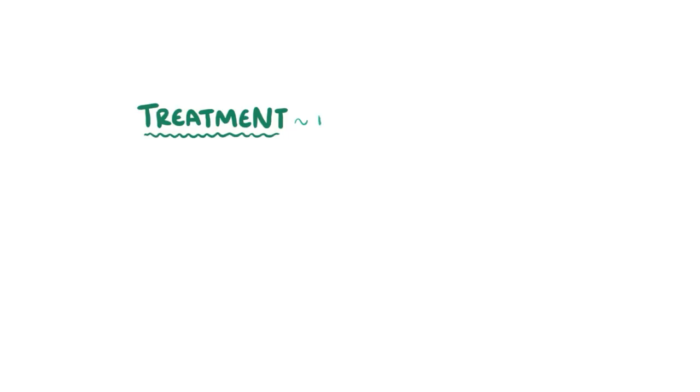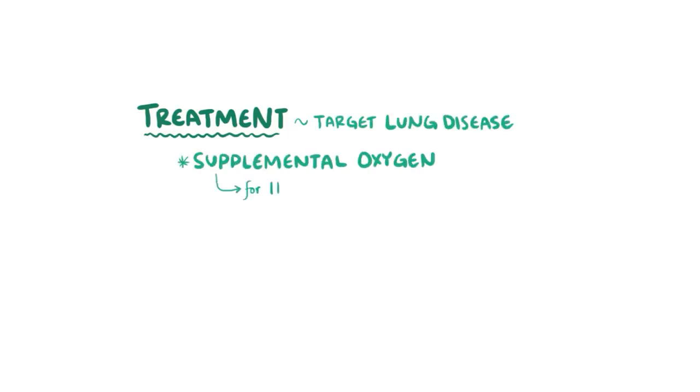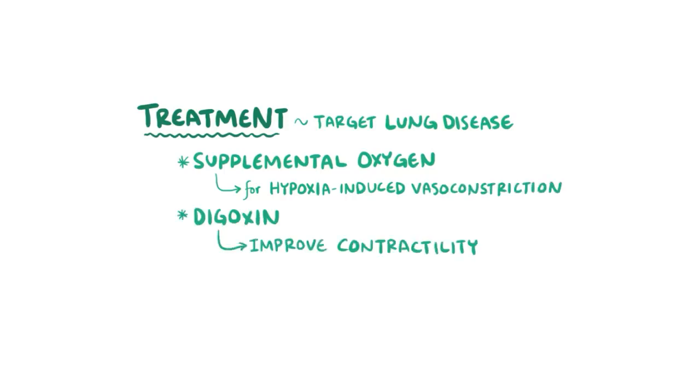Treatment for cor pulmonale targets this underlying lung condition. Supplemental oxygen can help with hypoxia-induced vasoconstriction, and digoxin can help improve the contractility of the heart. And finally, medications like diuretics can help reduce the overall fluid buildup in the body.